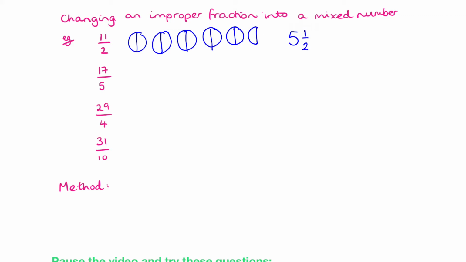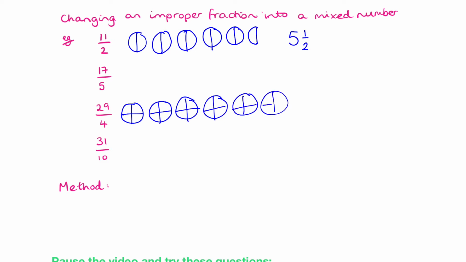Tell you what I'm going to do, I'm going to skip one because quarters are easier to draw than fifths. So we're going to look at 29 quarters. So there's 4 quarters. And another 4 makes 8. Another 4 makes 12, 16, 20, 24, 28, 29. So altogether there, we can see how many whole ones we've got. We've got 1, 2, 3, 4, 5, 6, 7 whole ones and 1 left over.